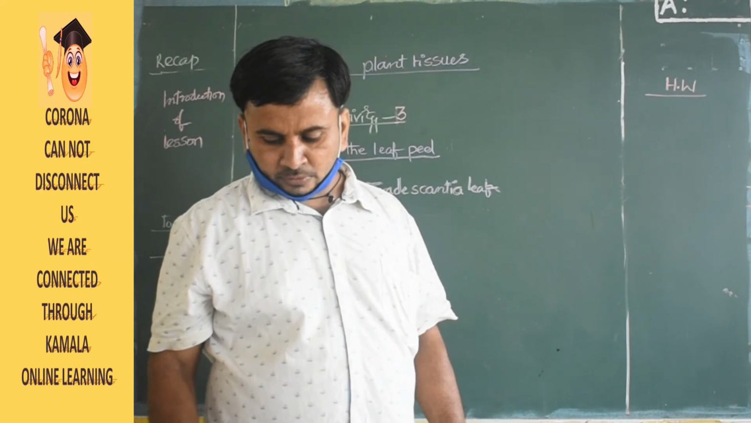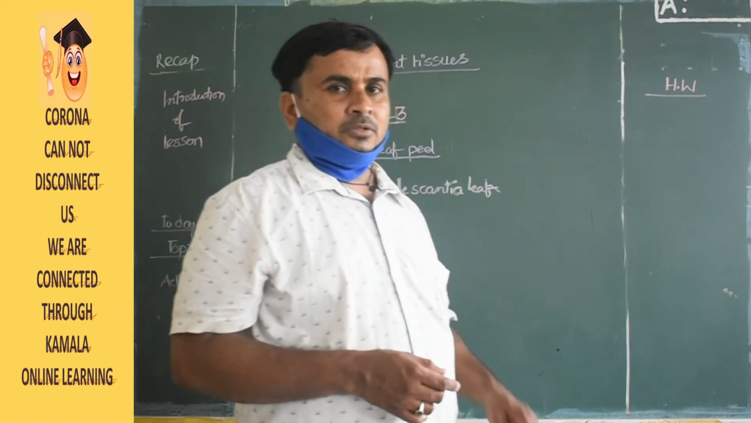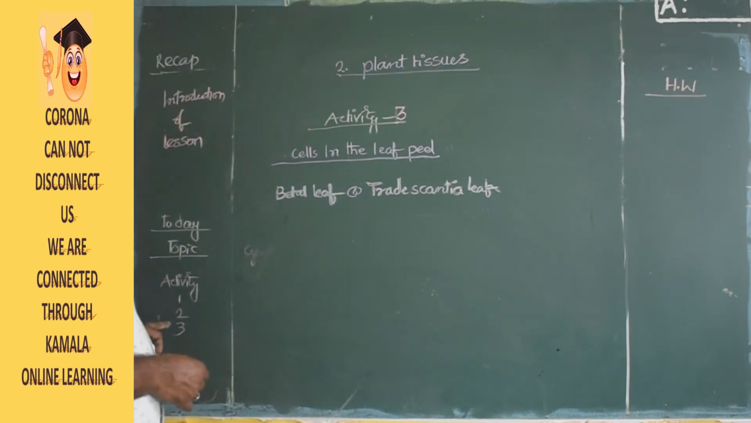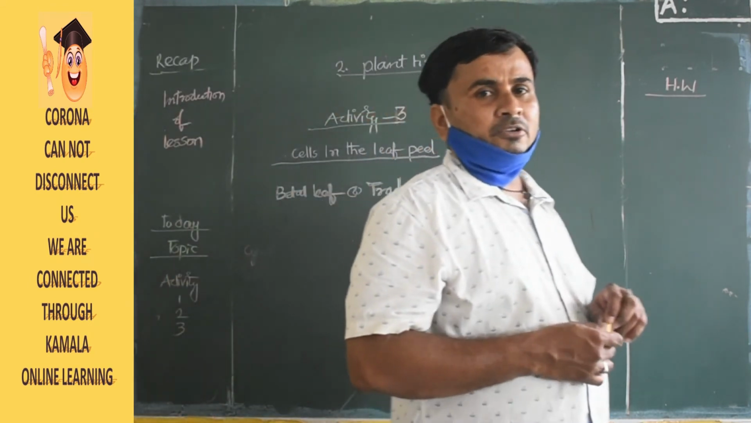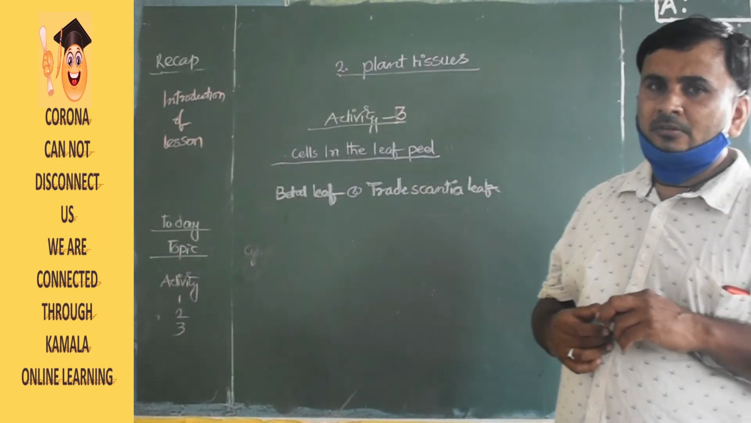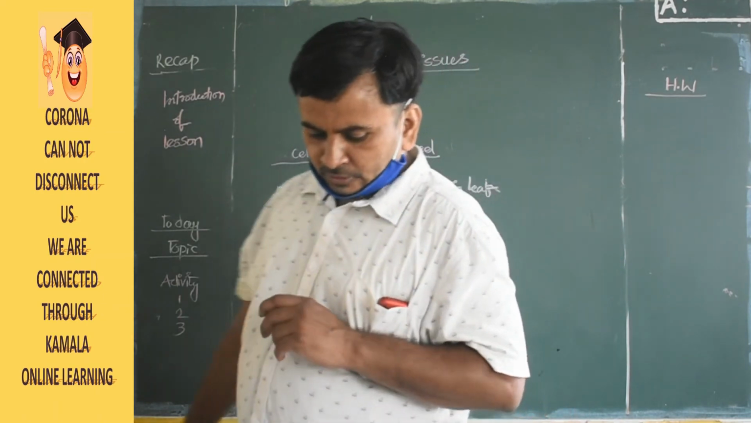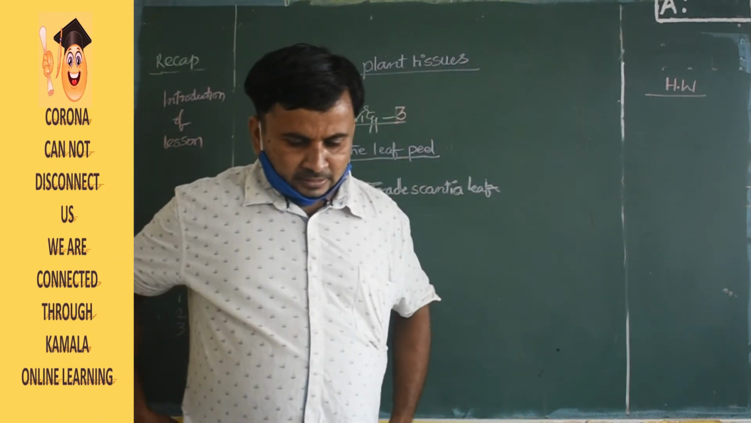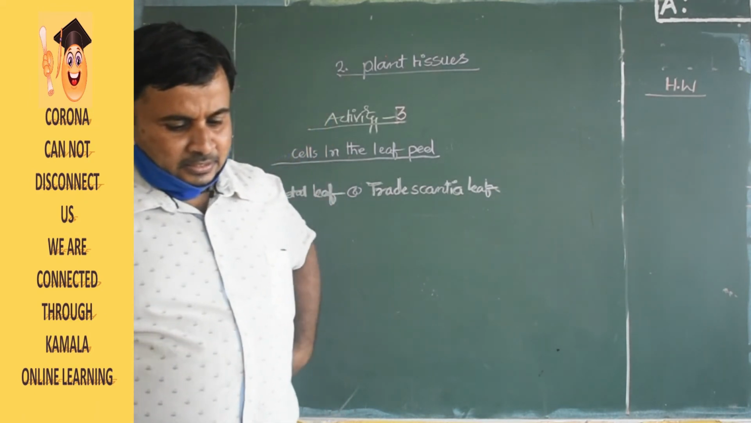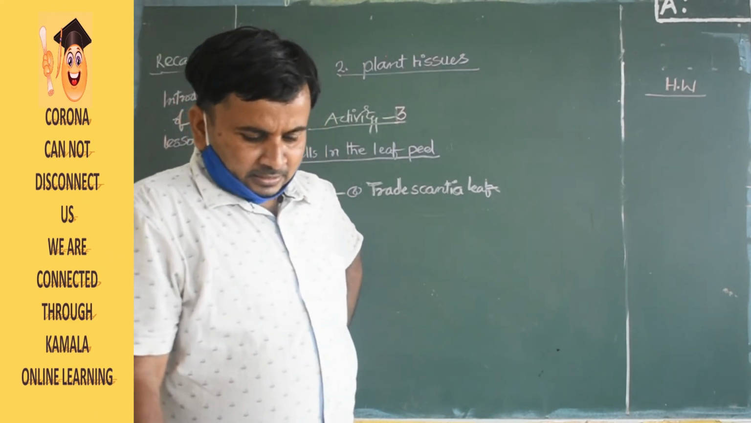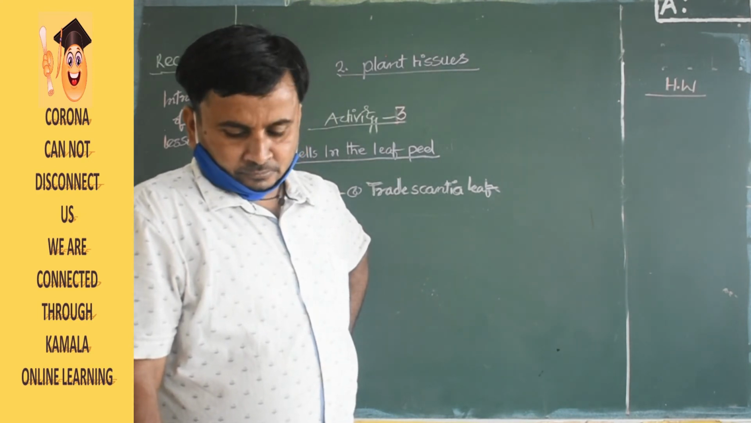Next activity. In the next class, we will discuss activities 1, 2, 3 and 4. In these activities, what are we observing? We are observing cells. If you see the diagram on page number 12, there is a diagram of a single cell structure and plant tissues. You can see the single cell structures. In activity 2, you can see the diagram of the onion peel.